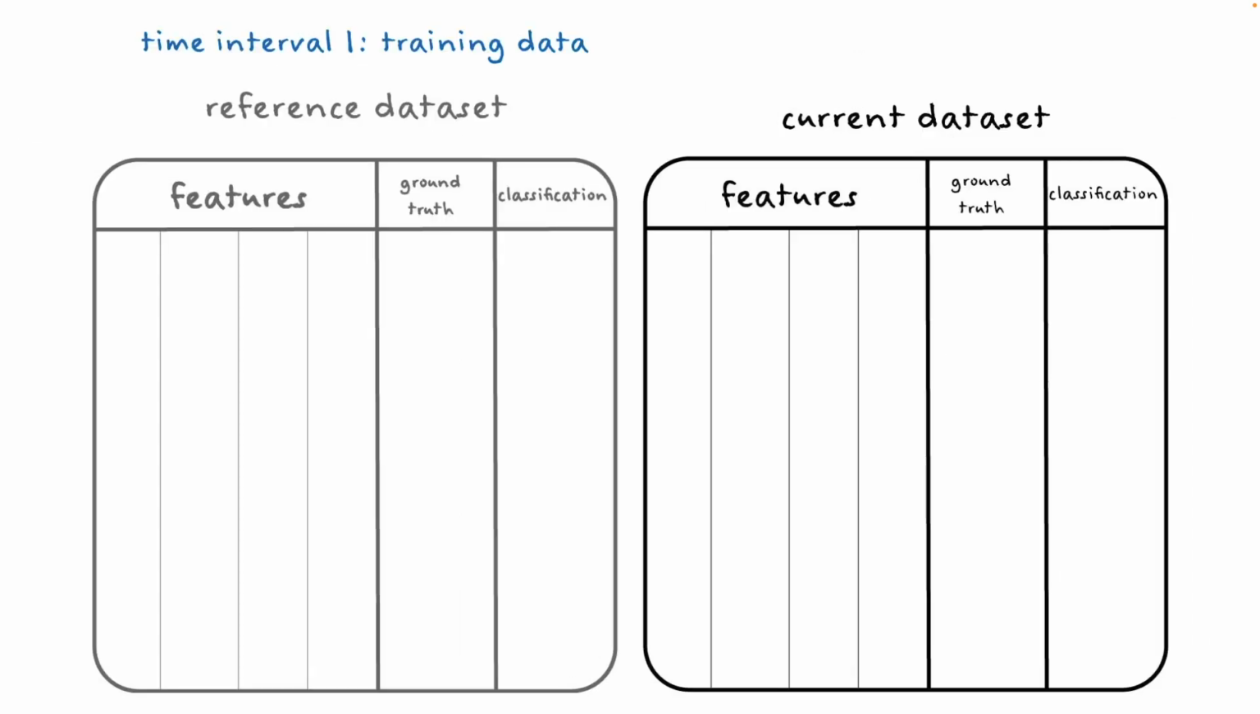The first time interval will be represented by our training data, which will be our penguins dataset from Seaborn. This dataset has features and it has ground truth labels that are used to train a model. Our reference dataset will be our gold standard, so we want it to have 100% accuracy. To achieve this, we will simply duplicate the ground truth column and label it as the classification column, and therefore in time interval 1, our system will have 100% accuracy.